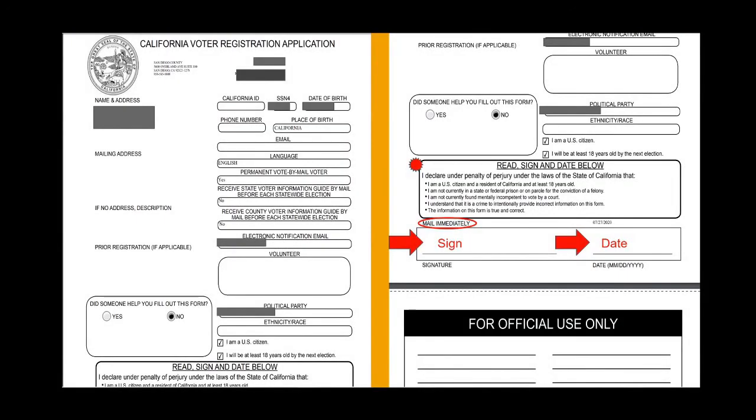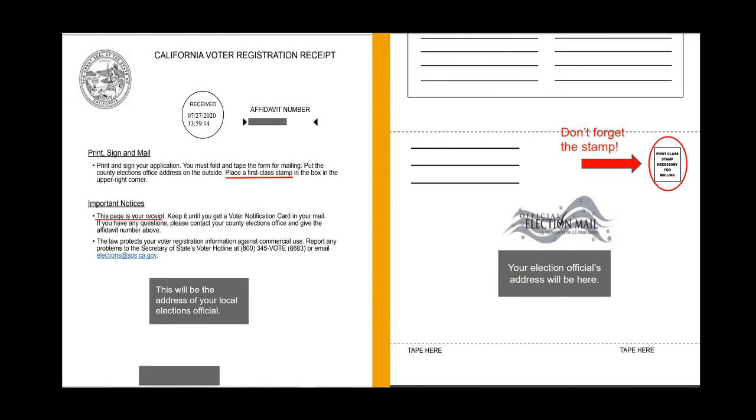A printed application will look like the one on the screen. You will need to follow the instructions on the form to return it to your election official. Remember to sign the application and to place a stamp on it before mailing to the address listed in the instructions. You may also hand deliver your signed application to your local election official's office.